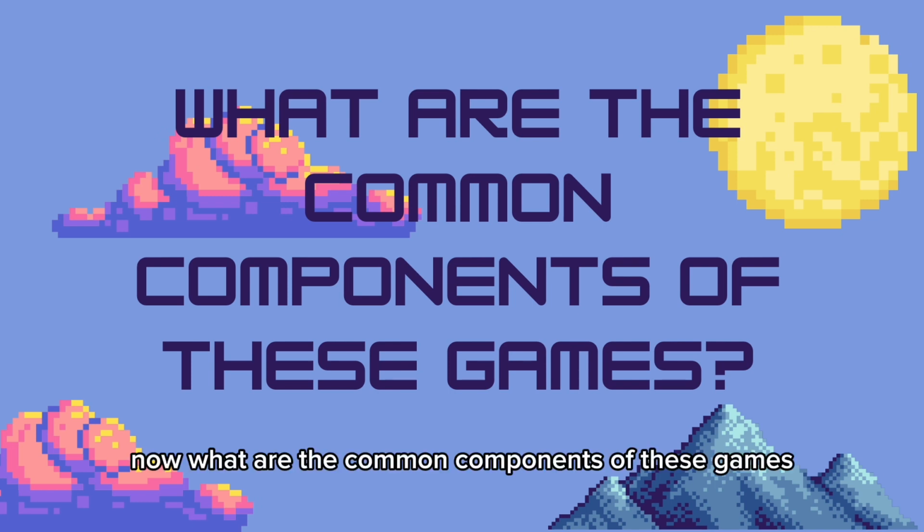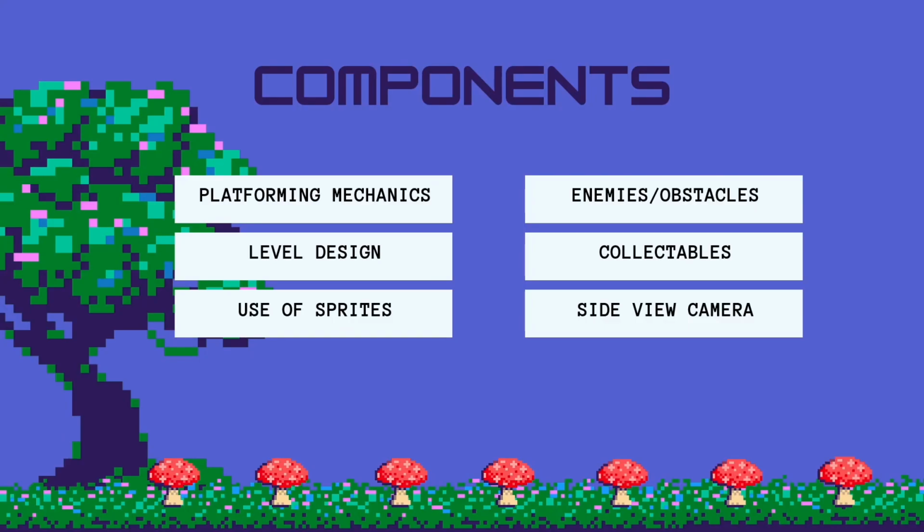Now, what are the common components of these games? There are 6 major components that we are going to talk about: the platforming mechanics, level design, use of sprites, enemies or obstacles, collectibles, and the side view camera.